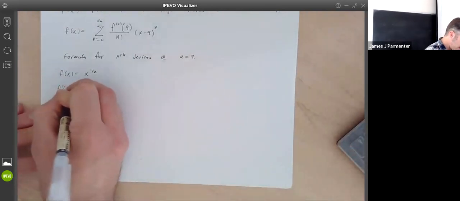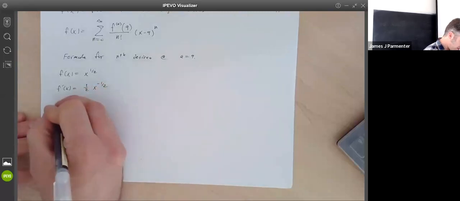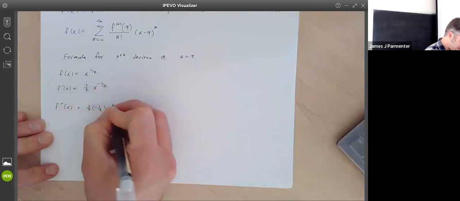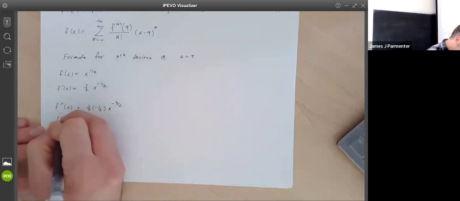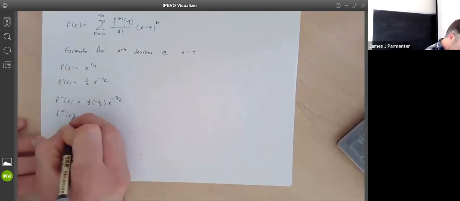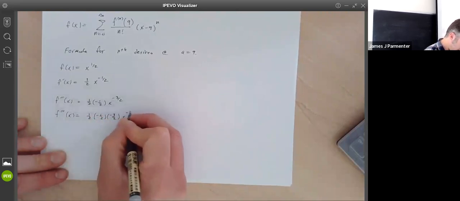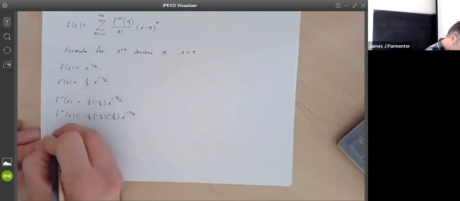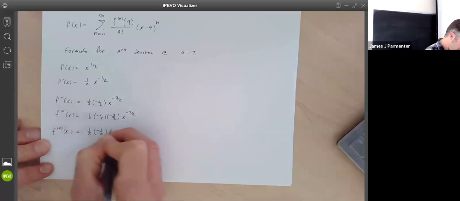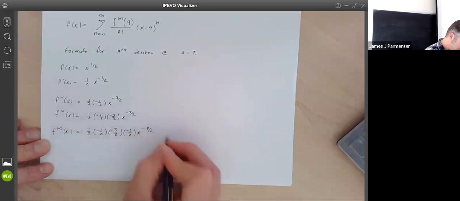Okay, so my first derivative is 1/2 times x to the negative 1/2. And my next derivative is going to be 1/2 times negative 1/2 times x to the minus 3/2. And my next derivative, so you really have to do this for a little while to maybe see the pattern. So I'm going to get 1/2 times negative 1/2 times negative 3/2 times x to the negative 5/2. Let's do one more. The fourth derivative is going to be 1/2 times negative 1/2 times negative 3/2 times negative 5/2 times x to the negative 7/2.